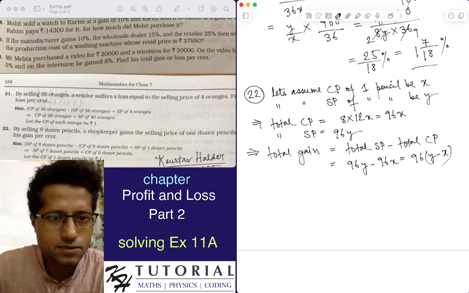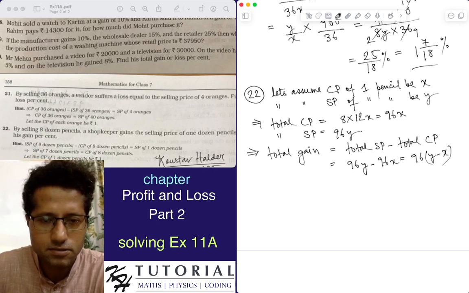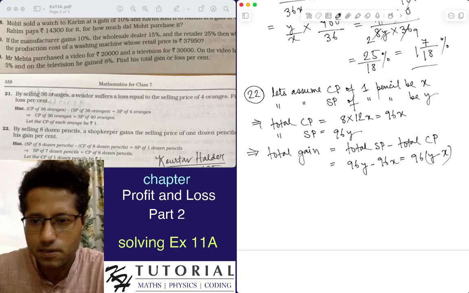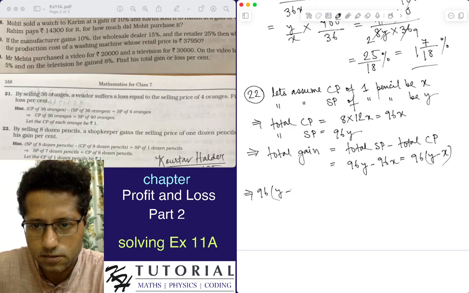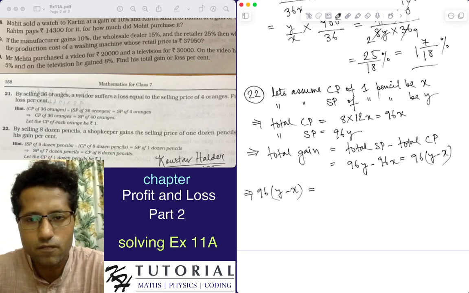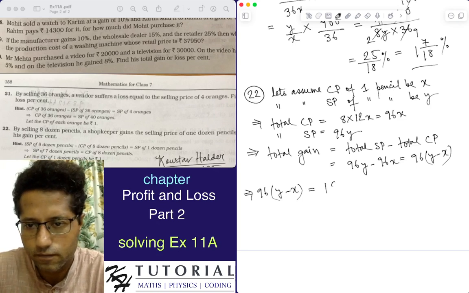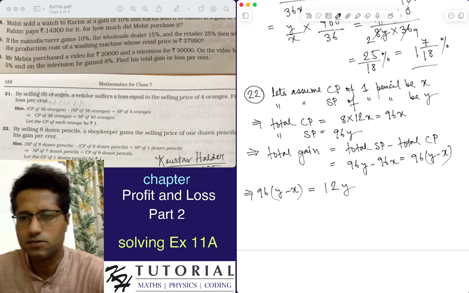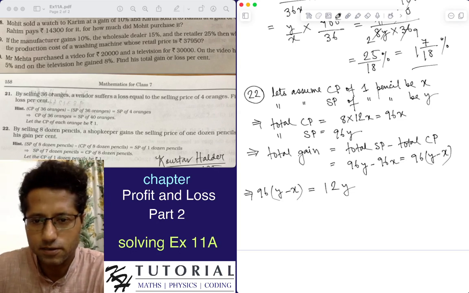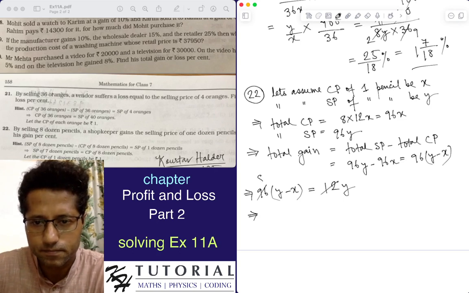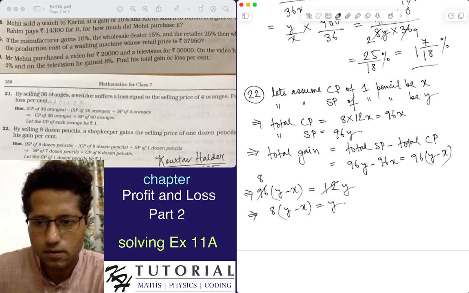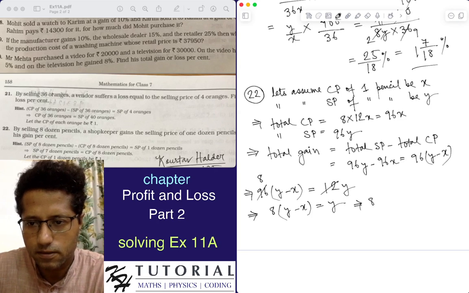Now also it is given that the shopkeeper gains the selling price of 1 dozen pencils. So this implies 96(y minus x) should be equal to the selling price of 12 pencils, that is 12y. y is the selling price of one pencil that we have assumed. So we get this. Now if we cancel 96 with 8, we get 8 into (y minus x) equals y. This implies 8y minus 8x equals y.